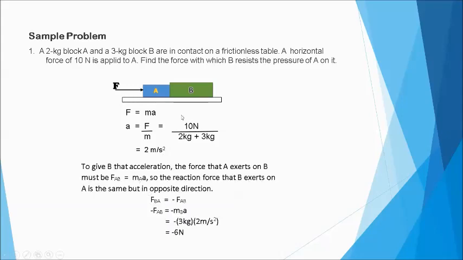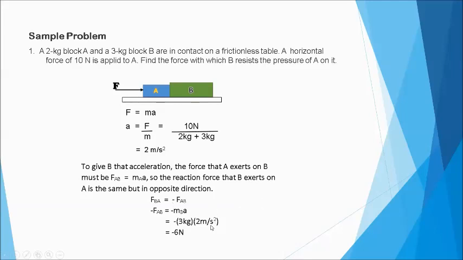Okay, now, to give block B that acceleration of 2 meters per second squared, the force that A exerts on B must be the mass of block A multiplied by the acceleration. Okay? So if that is the force exerted by block A on B, then the force exerted by block B on A is the same. So that is why here we have F of block B on A is equal to the F of block A on B. They are equal, but the negative sign here indicates that they are in opposite direction.